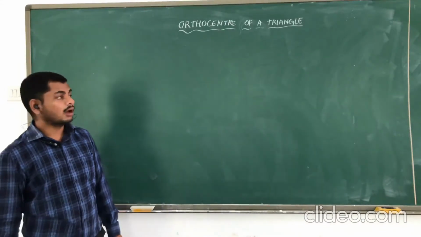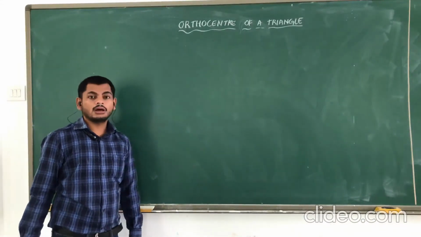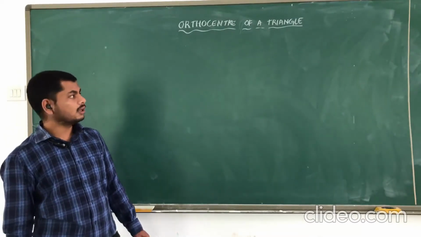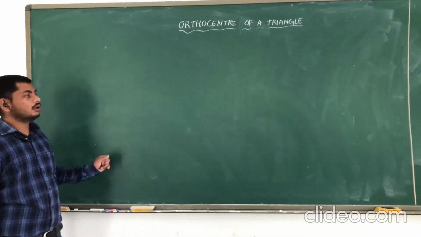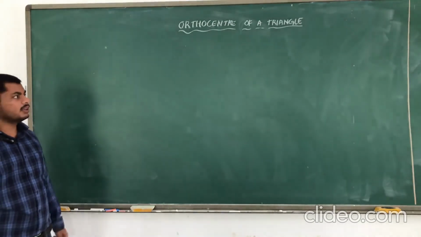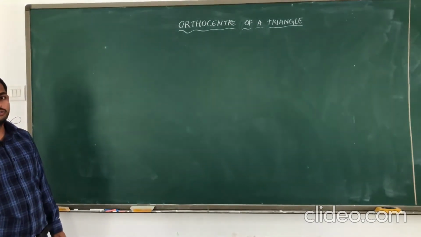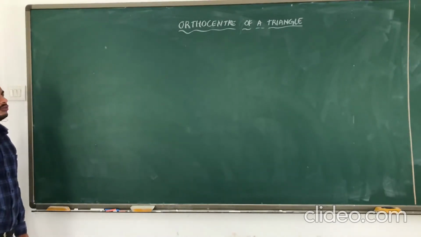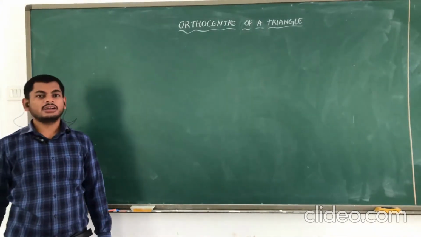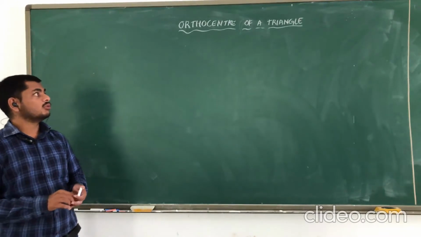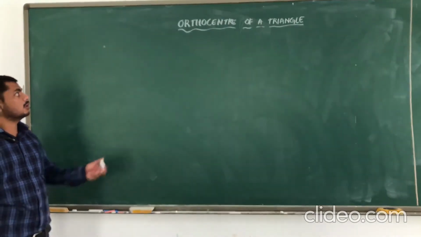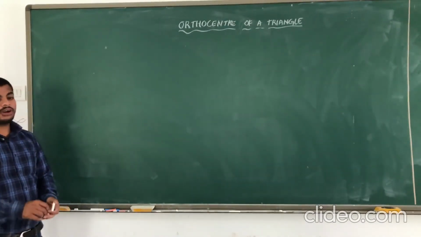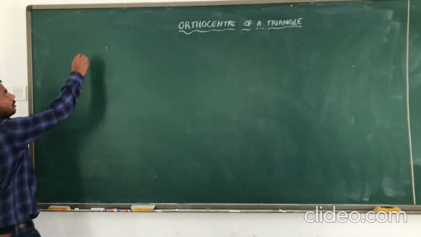Today's topic is the orthocenter of a triangle. The definition of the orthocenter is: the point of intersection of the altitudes of a triangle is called the orthocenter. Before defining the orthocenter, first, what is an altitude in a triangle?